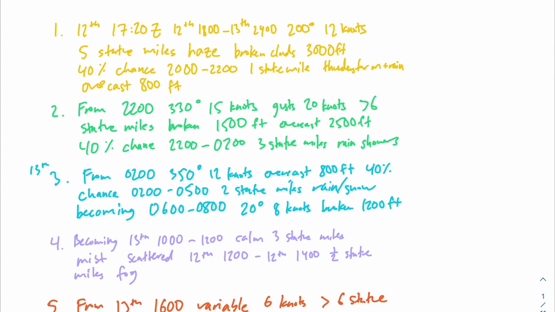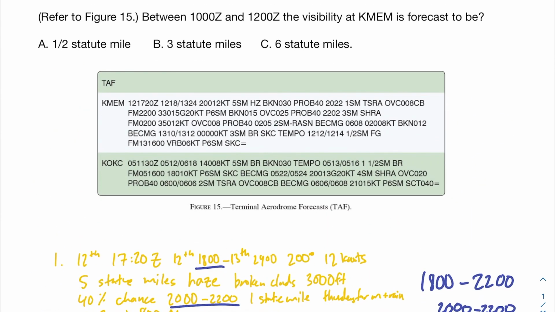Typically the first line of the TAF is the conditions that will start at the beginning of the interval. Then the next line is an update to our TAF. So from 1800 to 2200, we're going to be having these conditions, and then within that we have some sort of breakdown between 2000 and 2200 where we might have thunderstorms and rain. There's a 40% chance of that. So if we're looking for between 1000 Zulu and 1200 Zulu, this is not the line that we want to be looking at.